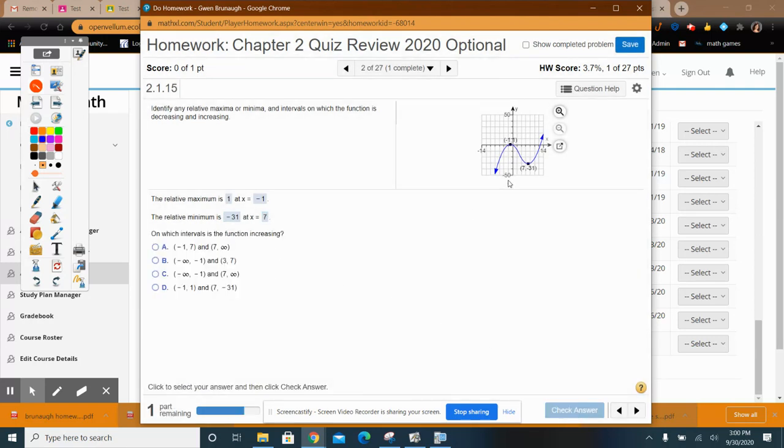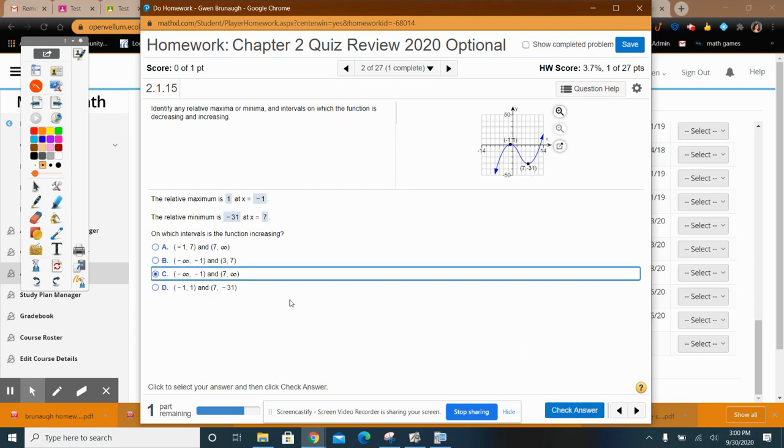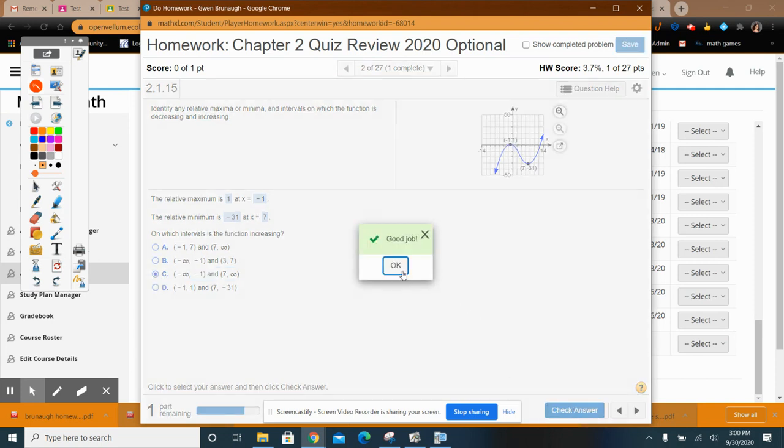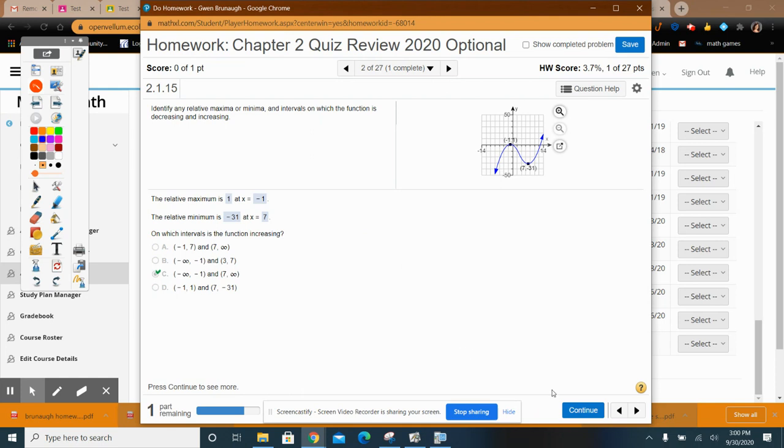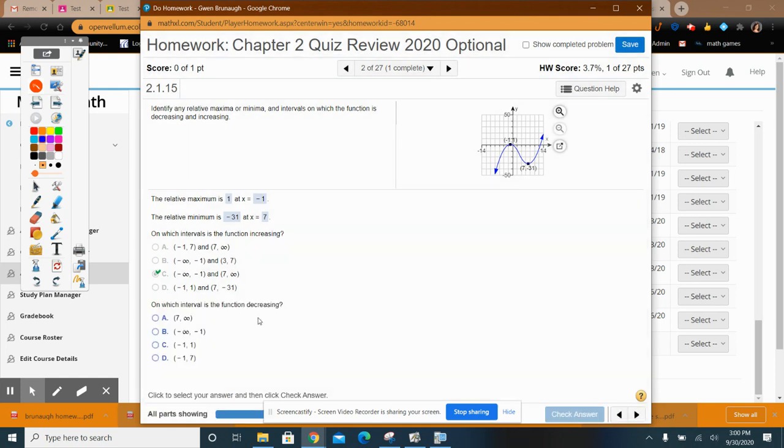And when is it increasing? Well, it's increasing from -infinity to this first point, -1, and then it's increasing again from 7 to the rest of the time. We use the x values for increasing and decreasing. When is it decreasing? Well, it's decreasing in this middle spot from -1 to 7.